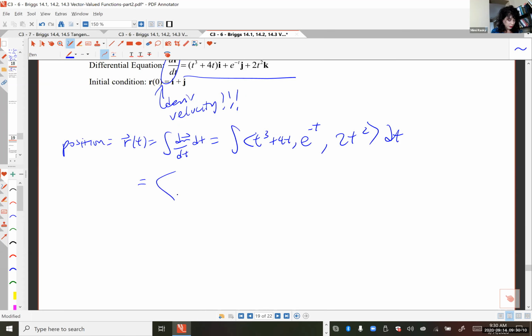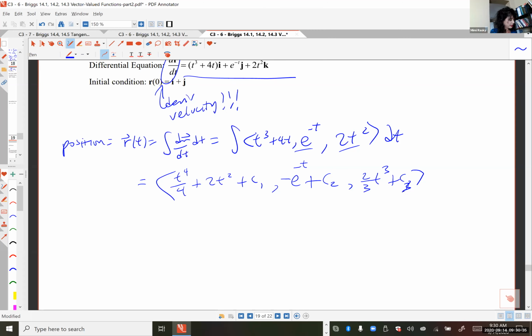I'm going to end up with a vector: t to the 4th over 4 plus 2t squared plus some constant of integration, and then the antiderivative of e to the negative t is negative e to the negative t, plus a constant of integration, and then 2t squared has an antiderivative 2/3 t cubed plus some other constant of integration, C3.